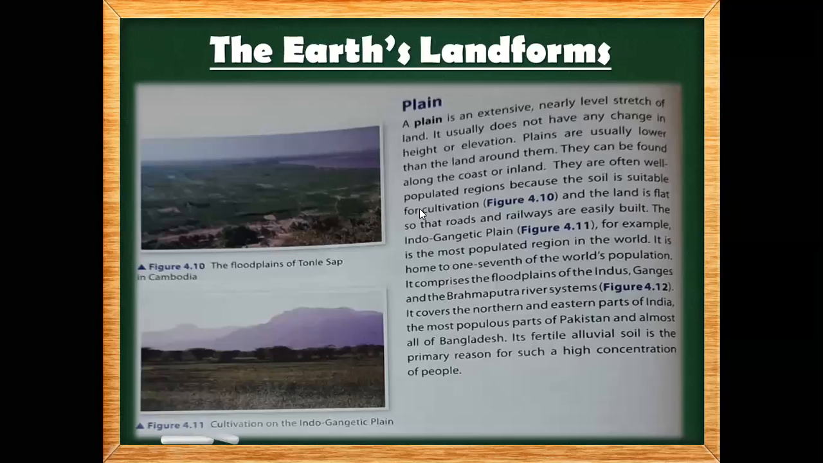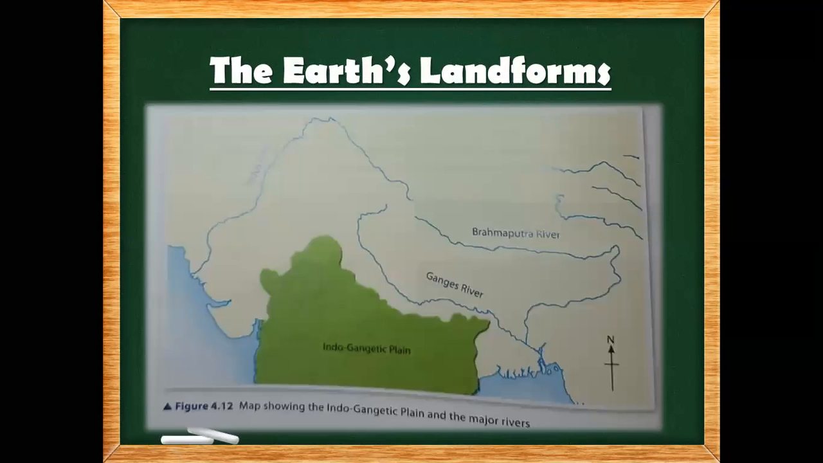So in the Indo-Gangetic plain, the countries included are Pakistan, India, Nepal, and Bangladesh, as mentioned in the map. If you see, they are just showing the Indo-Gangetic plain and the major rivers.